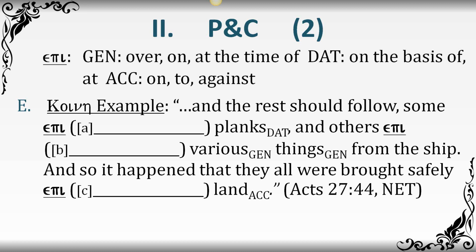So we looked at the first one. It had dative. And since it was dative, it's going to be on the basis of or at. On the basis of makes most sense in that context, although it's still a little weird. Basically means utilizing planks. And then the genitive. Genitive is a little bit more physical, a little bit more concrete. So on, that was just fine. And then for the accusative, on to against, what made the most sense there was the to. So three different meanings, same exact preposition every time, but followed by different cases giving you slightly different nuances on how it actually should be translated.